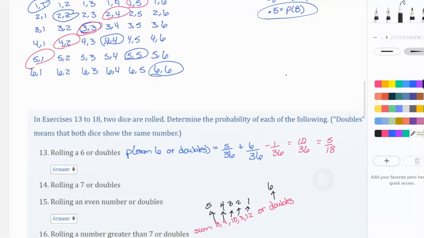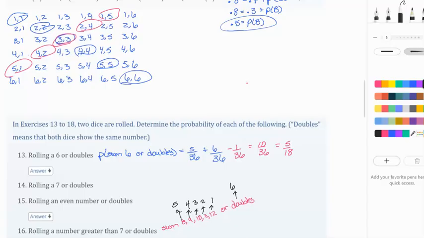But now we've got to take out that overlap. So where we get one of these sums and we got that sum using doubles, well, that's going to happen here where we would have an 8, here where we would have a 10, and here where we would have a 12. So we're going to subtract those 3 ways.